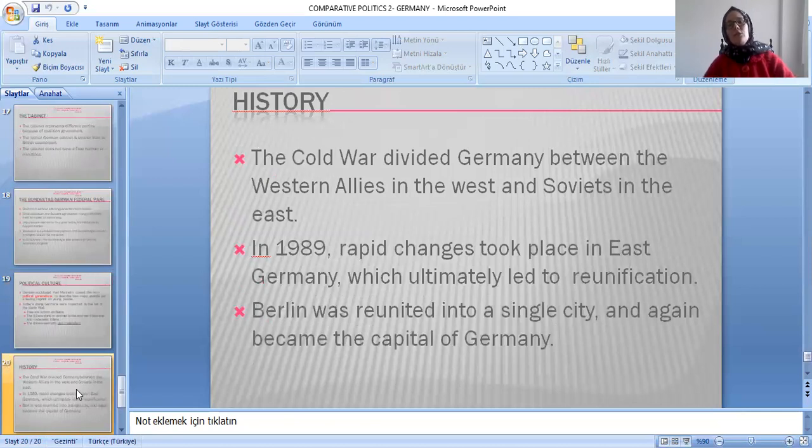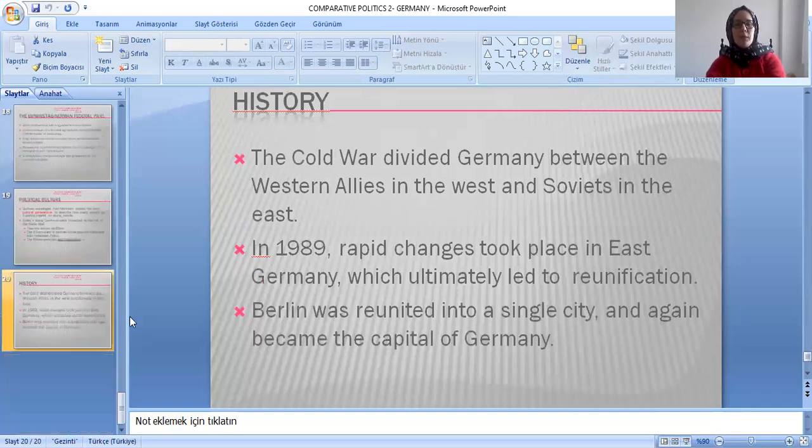The Cold War divided Germany between the Western Allies in the West and the Soviets in the East. In 1989, rapid changes took place in East Germany, which ultimately led to reunification. Berlin was united into a single city and again became the capital of Germany.